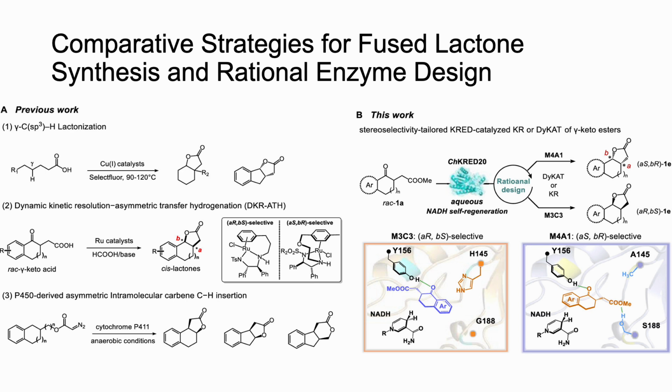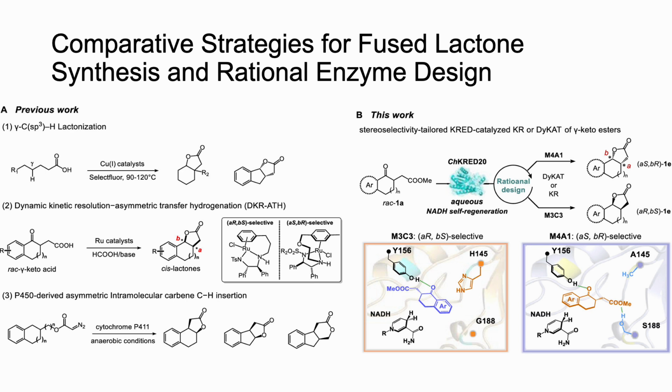And we can look at part B of the figure. It is the innovation of this article. The structure of the BCHE8220 keto reductase was designed by protein engineering, and two complementary mutants, M3C3 and M4A1, were created by changing only two sites, H145 and Y188, which can control the enantioselectivity of the alpha-keto ether substrate with great precision. One of them has a preference for the ARBS products, and the other prefers to generate the ASBR products.